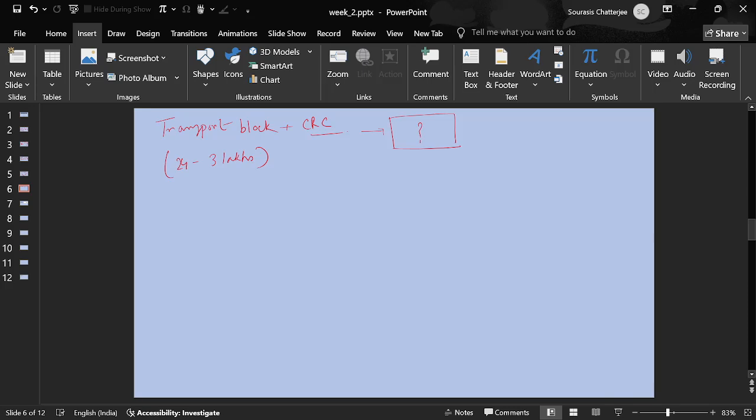Let's say I have a transport block of size something like 1.5 lakh bits, transport block plus CRC. So I can submit it in one go, as one block, right? The fragmentation happens. Transport block fragmentation. Okay, so you are saying basically I need to break it down. Why exactly do I need to break it down?